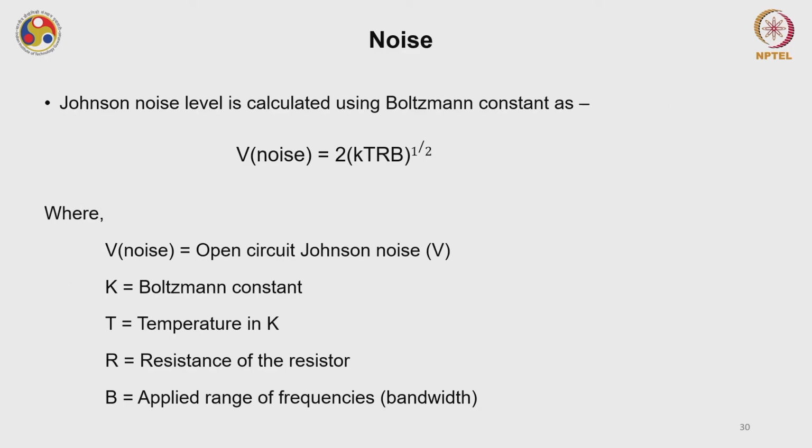So Johnson noise can be given by a potential V as the square root of 4kTRB, where V is the open circuit Johnson voltage, k is the Boltzmann constant, T is the temperature, R is the resistance of the resistor in which we are measuring this Johnson noise, and B is the applied range of frequency, the bandwidth. All right, so this is 2 under root kTRB.